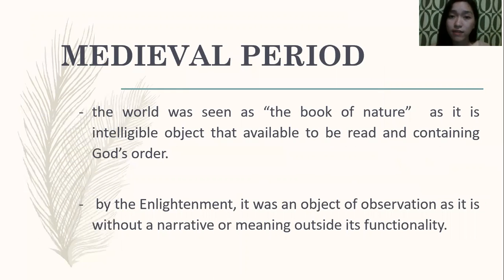And then in the medieval period, the world was seen as a book of nature, as an intelligible object that is available to be read and containing God's order. So maybe they are talking here about the Bible which contains God's order. By the Enlightenment, it was an object of observation as it is, without a narrative or meaning outside its functionality. So sometimes those things don't give us narrations for us to understand them well.